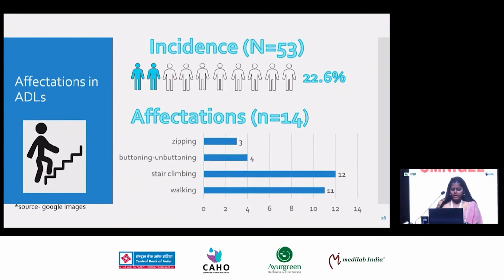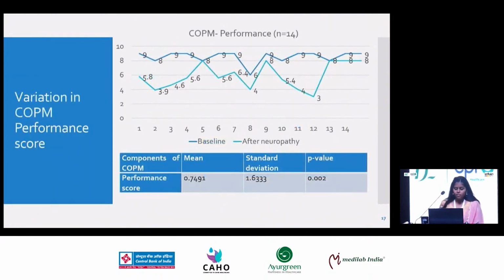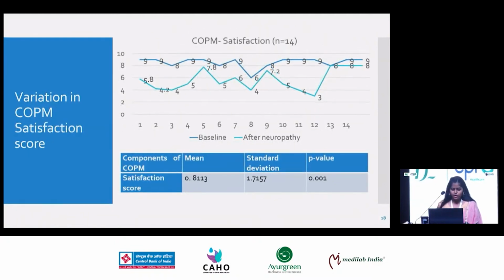Affectations in activities of daily living were noticed in 22.6% of the patients. 3 patients had problems in zipping, 4 patients had problems in buttoning and unbuttoning, 12 patients had problems in stair climbing, and 11 patients had problems in walking. We also went ahead and further assessed the function using COPM, and a statistically significant deterioration in performance and satisfaction scores was noticed before and after neuropathy.